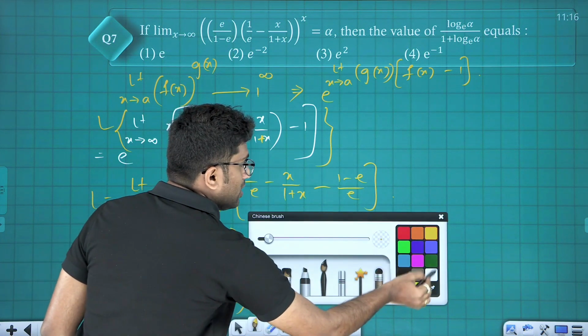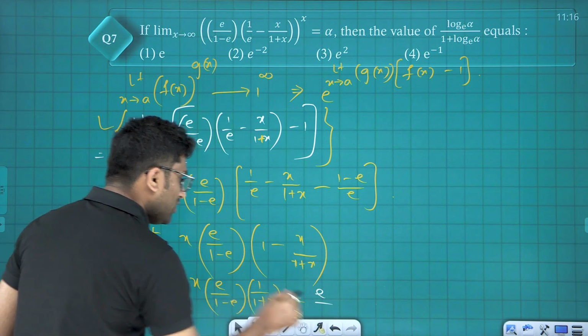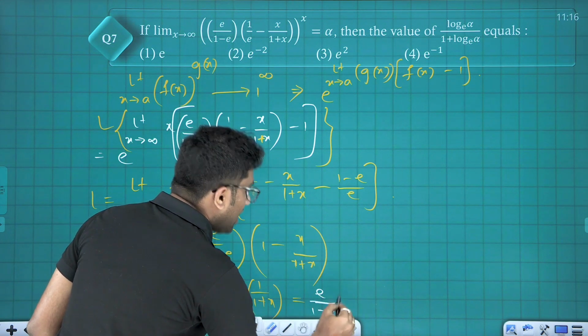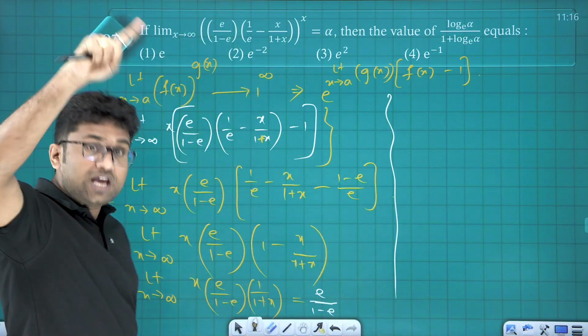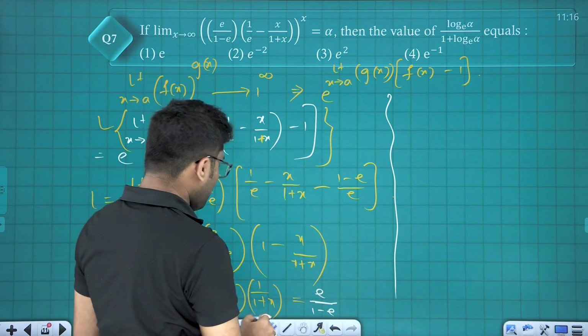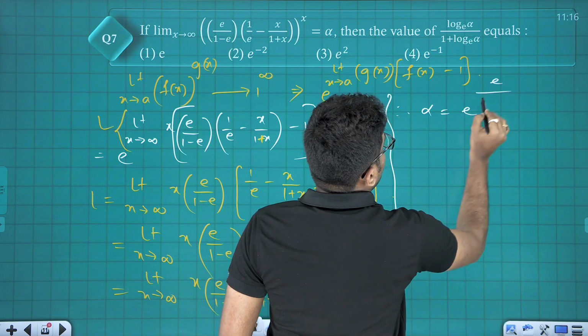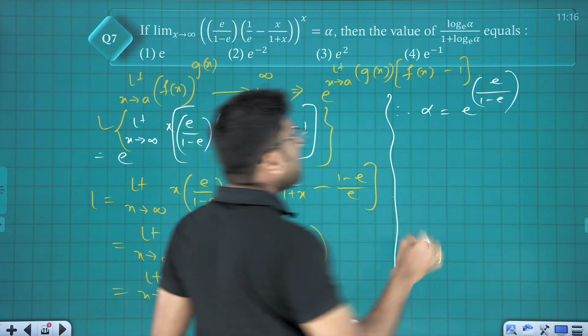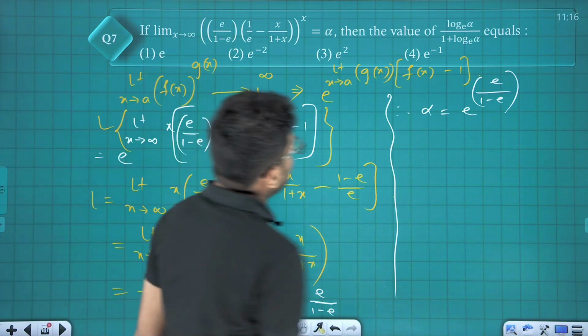That is nothing but, here the coefficient of x is e, whereas here the coefficient of x is 1 minus e. So the answer is e raised to e by 1 minus e, and that is what they have given as alpha. Therefore alpha is equal to e power e by 1 minus e. This is alpha. Now they are asking log alpha something.